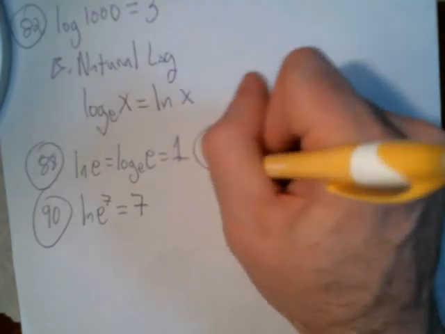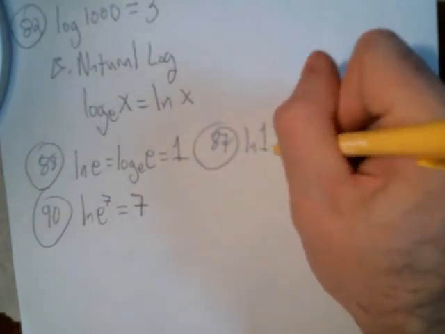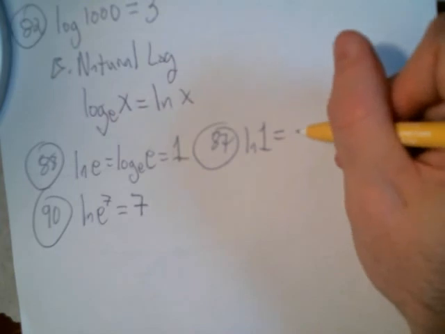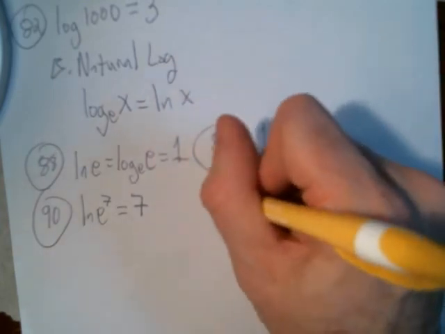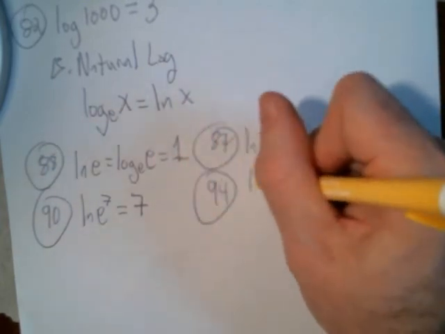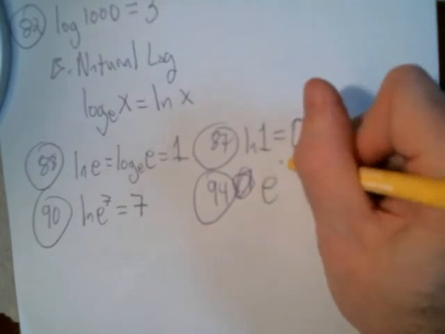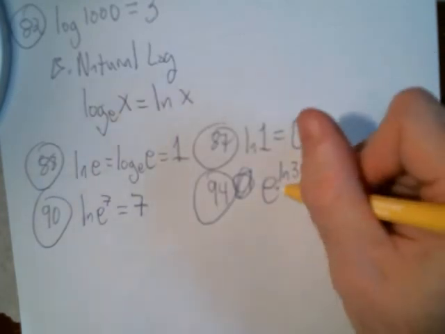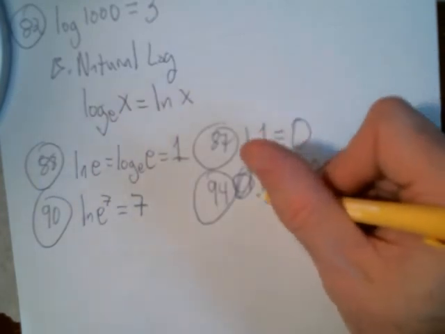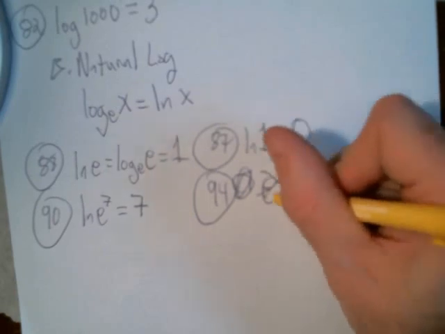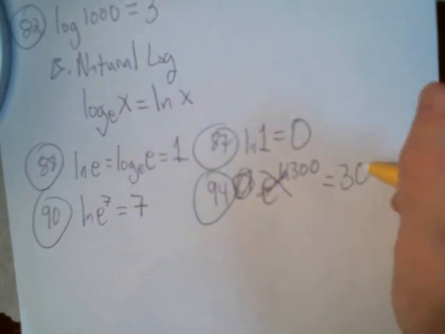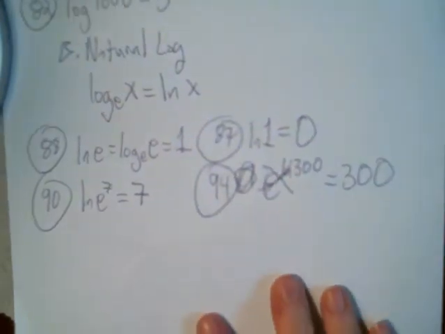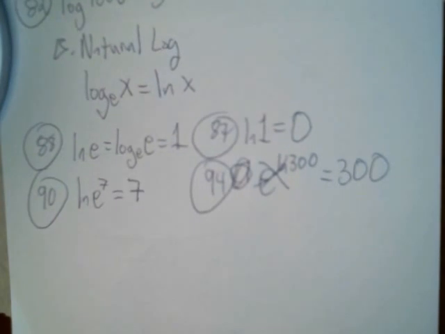87, the natural log of 1. So e to what power is 1? That's 0. And then 94, e to the ln of 300. This is one of the cancellation equation forms. The exponential, the base e, and the logarithm will kind of cancel each other out, and you'll just be left with 300. Okay, so that's this section.